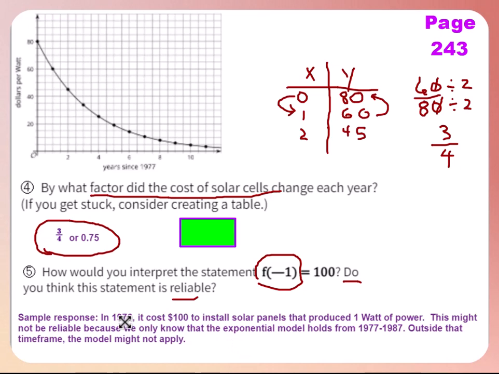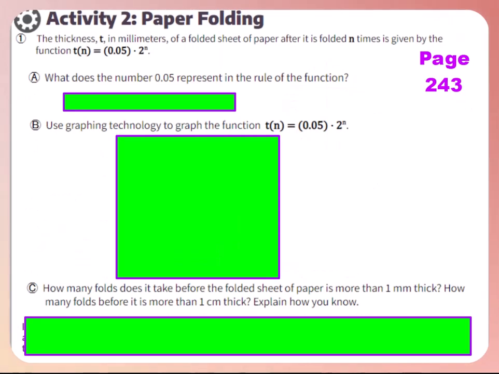In 1976 it cost $100 to install solar panels that produced 1 watt of power. This might not be reliable because we only know the exponential model holds from 1977 to 1987. Outside of that time frame, this model may not apply. We may not have had solar panels in 1976. We just don't know. So when we input a negative time value, it's not always reliable because we can't go backward.